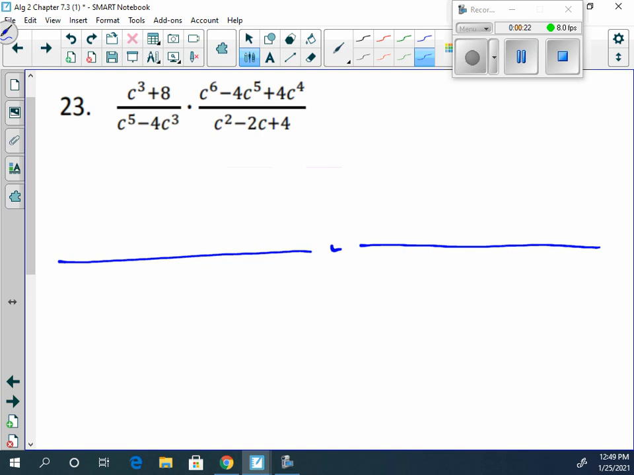Now we can start with the top left, our c cubed plus 8. Well, c cubed plus 8, c is a perfect cube. 8 is a perfect cube because we can multiply something by itself 3 times to get c to the third and 8. For c to the third, it's going to be c. What times itself 3 times is 8? 2. So this would be our sum of perfect cubes.